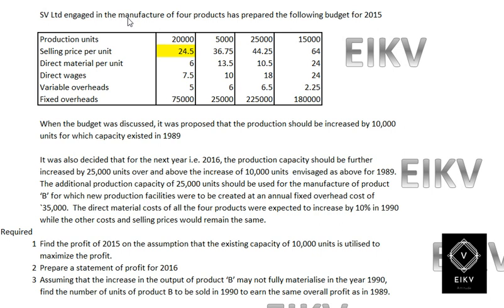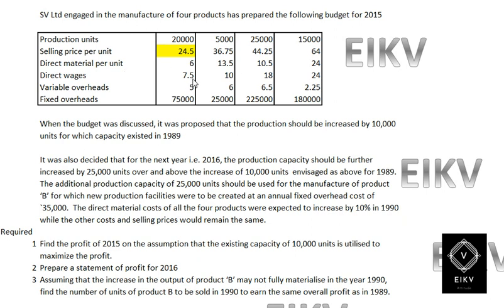This illustration: SV Limited, engaged in the manufacturing of four products, has prepared the following budget for 2015. The production units are 20,000, 5,000, 25,000 and 15,000. Selling price 24.5, 36.75, 44.26, and 64. Direct material per unit 6, 13.5, 10.5, and 24.